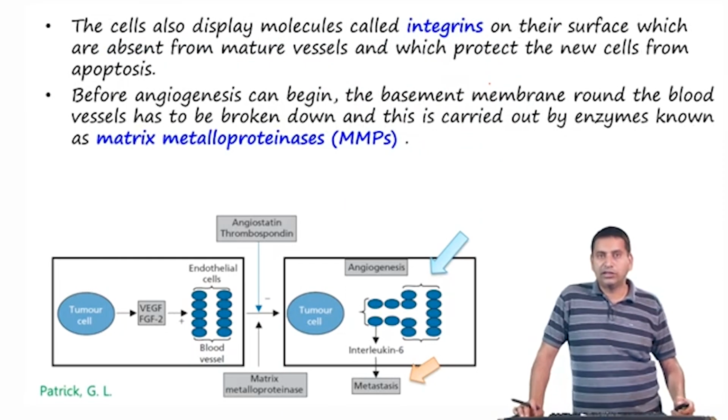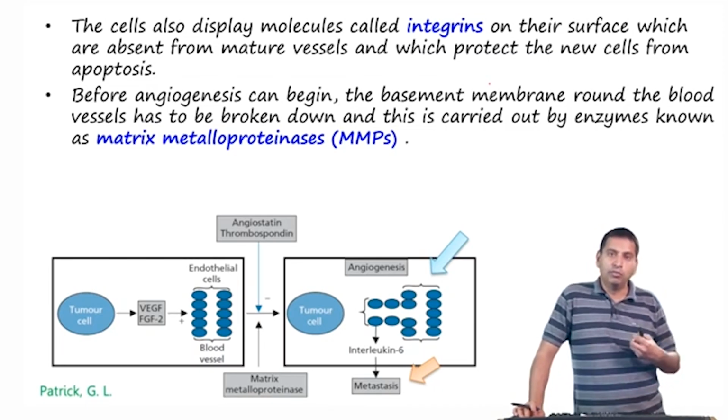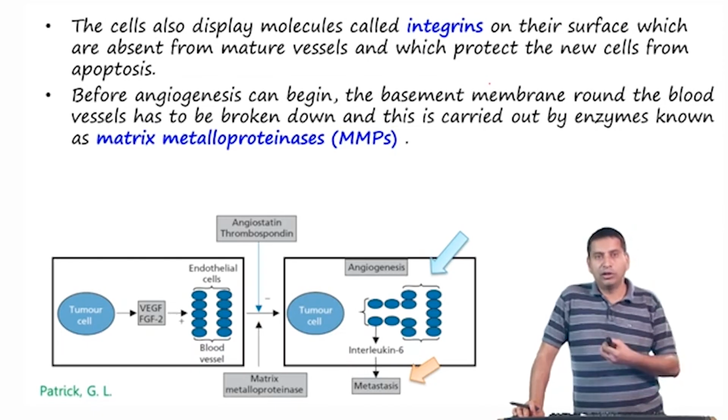These cells also display molecules known as integrins. These integrins appear on the surface of the cells and are absent from mature vessels, which protect the new cells from apoptosis. Before angiogenesis can begin, the basement membrane around the blood supply vessel has to be broken. This is done by enzymes known as matrix metalloproteases or MMPs.